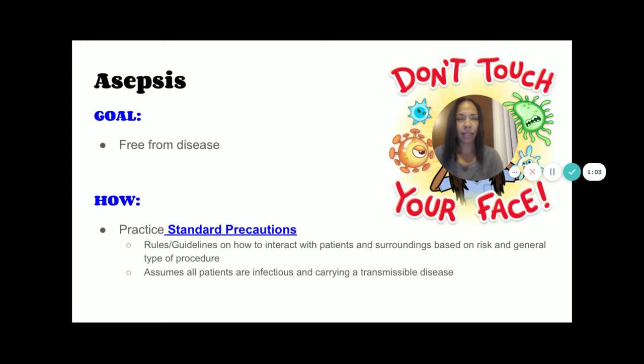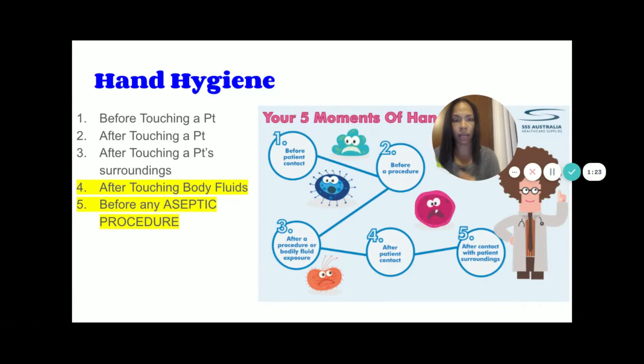And these guidelines extend into how we interact with our patients, the types of things that we wear, when we wash our hands, how we interact with sharp objects, how we interact with linens and laundry, and those sorts of things. So we're going to just look at PPE and hand hygiene, which is really the basic meat of standard precautions.